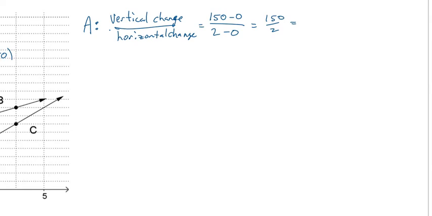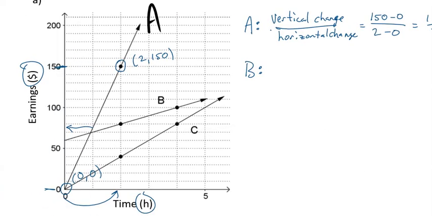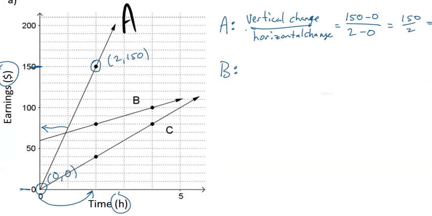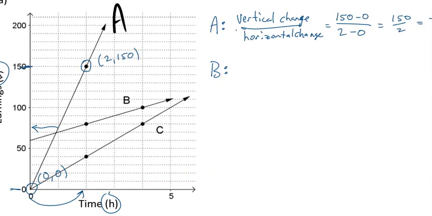What's different about B? Caleb? It doesn't start at 0. So I want to show you something about B. I just want you to stop and watch for a minute. What if I used this point only? That's 50, 60, 70, 80 in 2 hours. So 80 in 2 hours is 40. So somebody might think this person's earning $40 an hour.